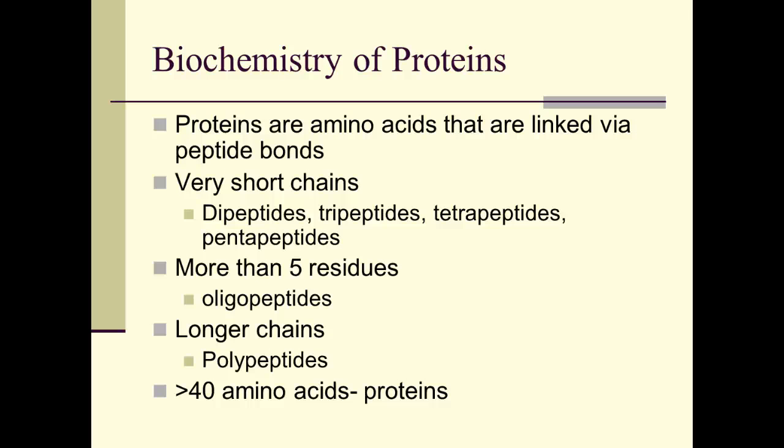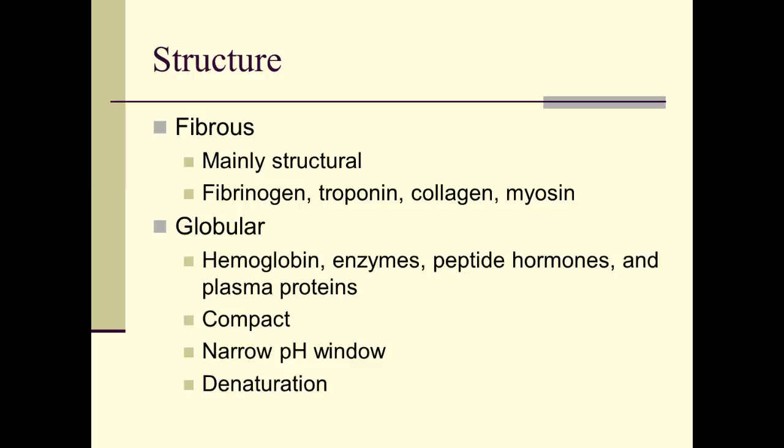So what you need to know about proteins is that they're linked via peptide bonds. Whenever you think peptide bonds, think amino acids and proteins. Very short chains can be called dipeptides, tripeptides, tetrapeptides, pentapeptides. Obviously di would be 2, tri is 3, tetra is 4. If you have more than 5, we call it an oligopeptide. Longer chains can be polypeptides, and greater than 40 is proteins. It's the third time we've talked about that today.